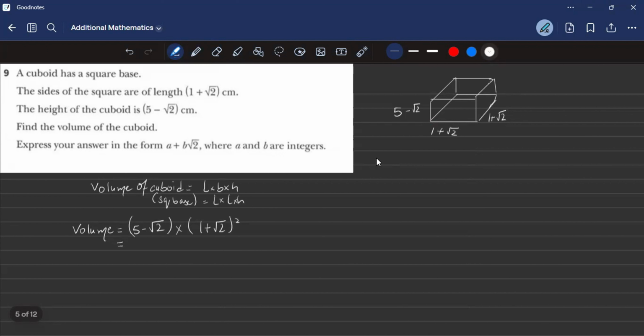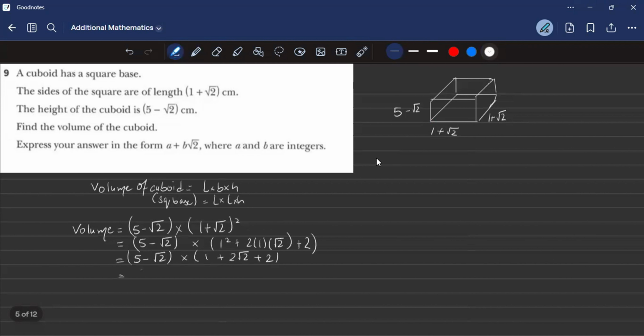So 5 minus under root 2 is going to give us 5 minus under root 2 as it is, but the next step I'm going to multiply this by the quadratic formula. So a squared plus 2 multiplied by a multiplied by b plus b squared, where under root 2 squared is 2. Simplify this. 5 minus under root 2 multiplied by a squared is 1 plus 2 under root 2 plus 2.